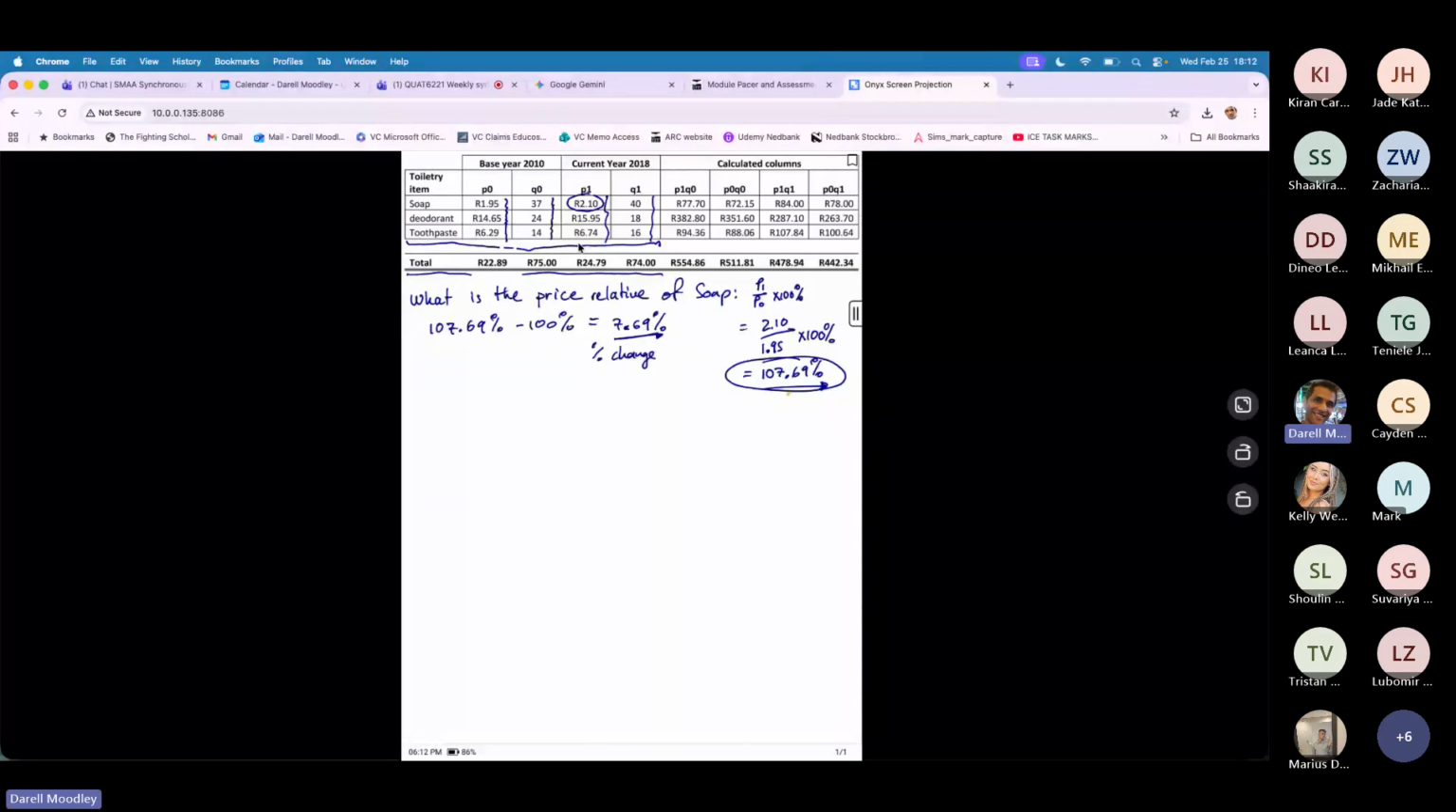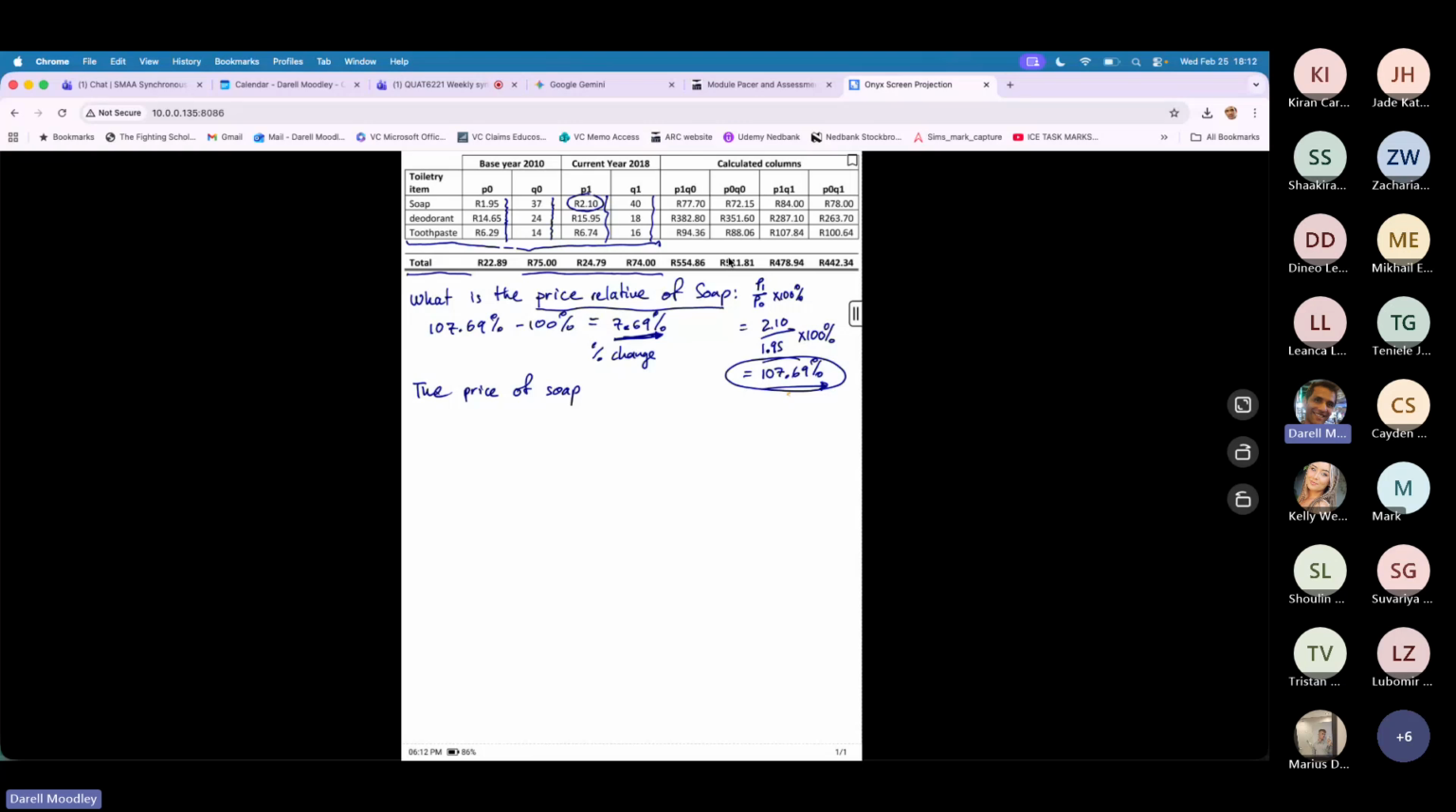Right, and then how you'd interpret it in terms of words, and you need to write this down because you get marked for it, okay? So I know it seems like maybe a bit too much, but you are awarded the marks for it, so you need to write the statement. So remember what we are working on. We are working out the price relative of soap. So you will state the price of soap increased.